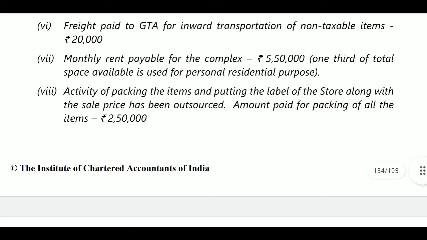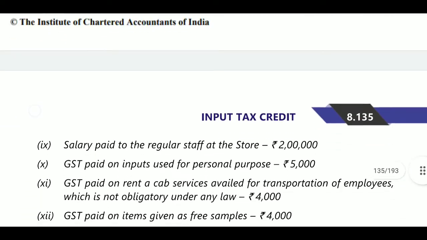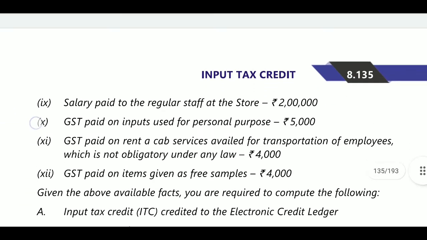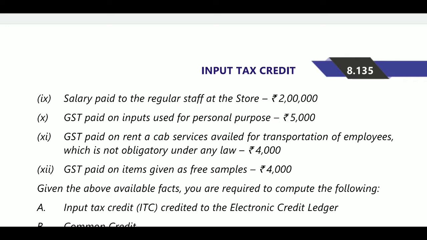Next, the activity of packing the items and putting the label of the store along with the sale price has been outsourced. Amount paid for packing of all other items is 2,50,000. This is a service, so 18%, 45,000 will be payable as GST. Next, salaries paid to regular staff at the store. There is an employer-employee relationship, so no GST is liable on the salary.